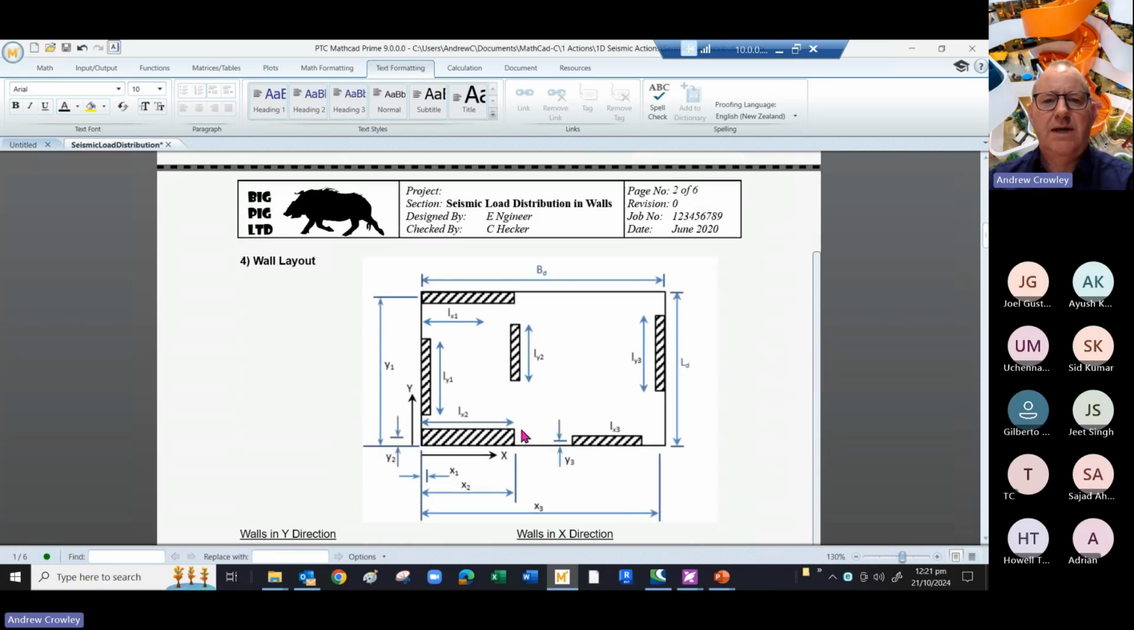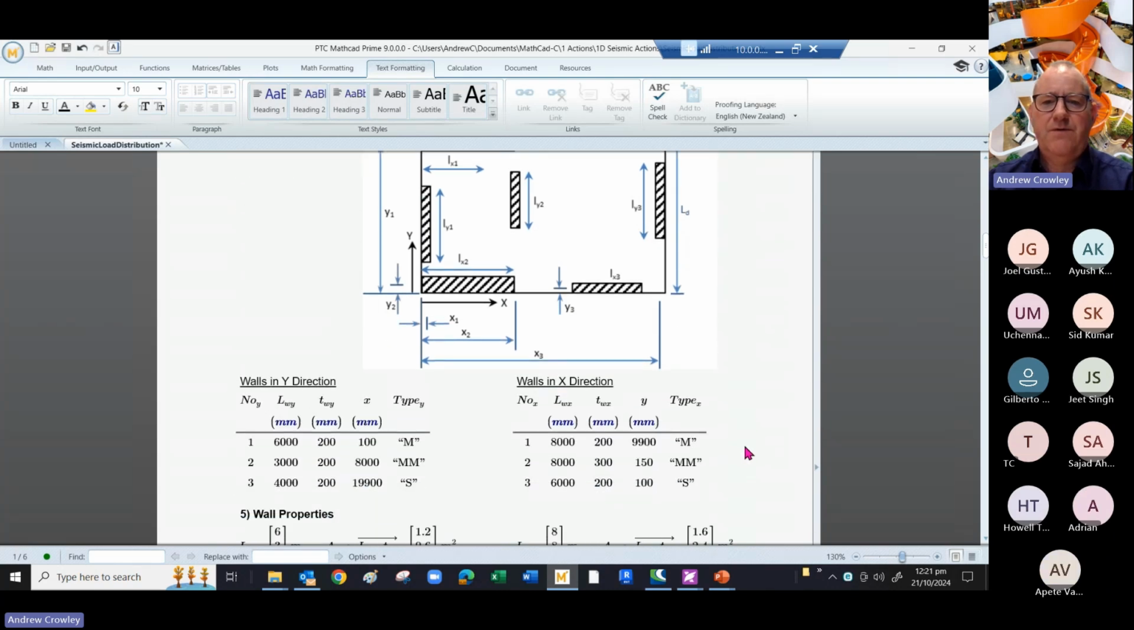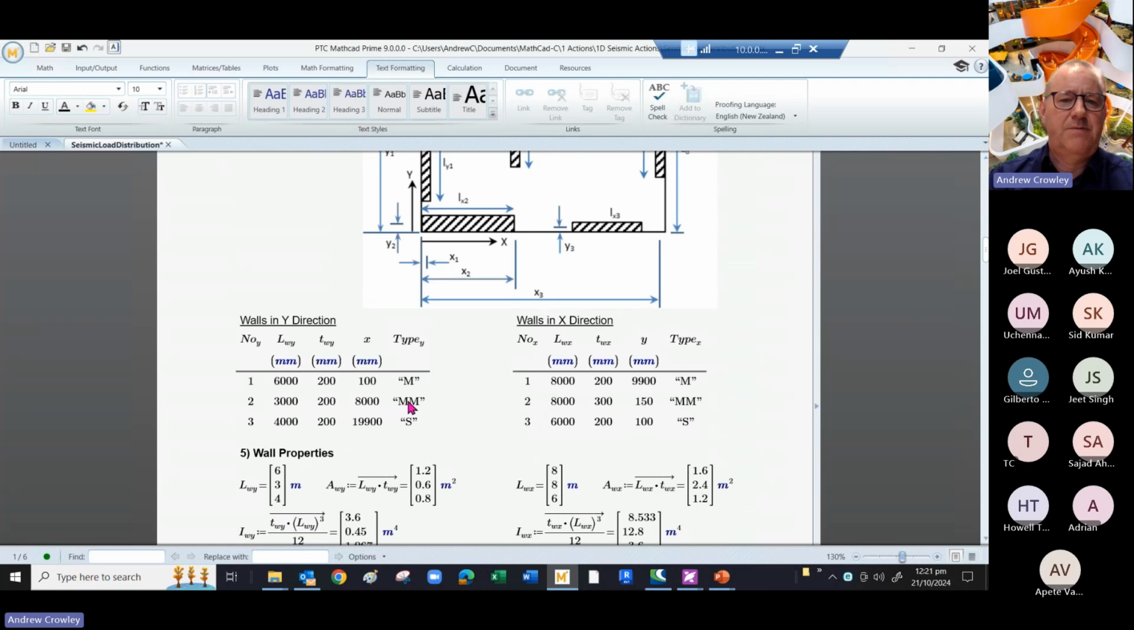So here is the wall layout we showed before, and then we've got 2 exercises, one in the Y direction and one in the X direction. So we enter the coordinates for the positions of the walls and the length of the walls in the X direction. So the first wall is 6 meters long, it's 200 millimeters thick, and it's 100 millimeters off the X axis. And it's telling us here that it's basically a cantilever wall. It's got a moment at the base. The next wall has got moment top and bottom, and the third wall is a simple shear wall.